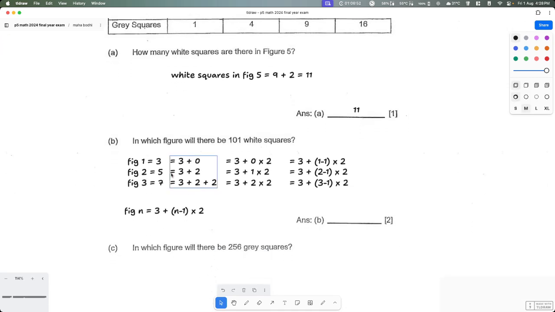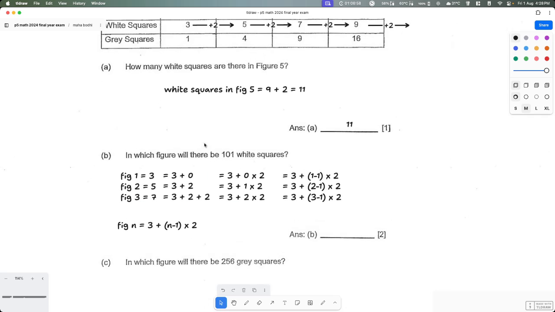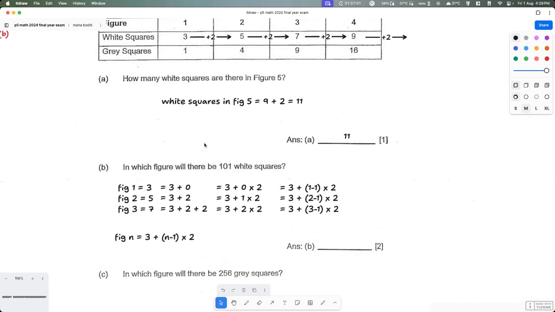Okay, so in this case, in which figure will there be 101 white squares? So 101 white squares. So if you know the figure already, then we can work backwards. So in this case, the answer, so figure n equal to 101, right? So 101 is equal to 3 plus bracket n minus 1 times 2 in this case, right?